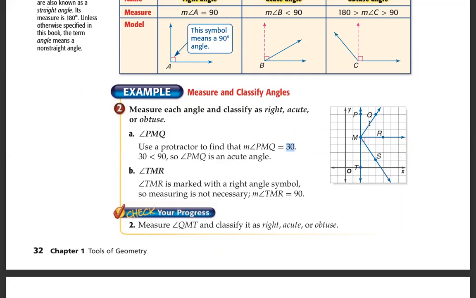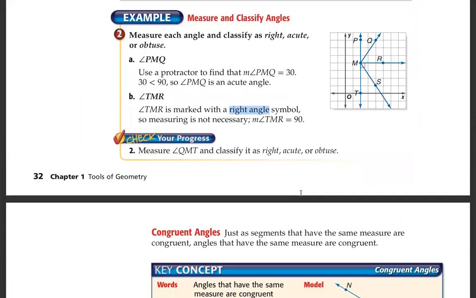Okay. Angle TMR. There's a square connecting the two sides. So that means it's a right angle, and it's not necessary for us to use a protractor. Automatic, a right angle is 90 degrees.